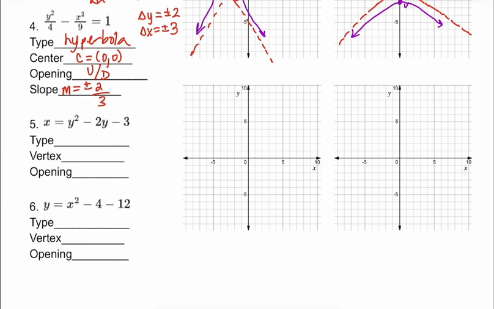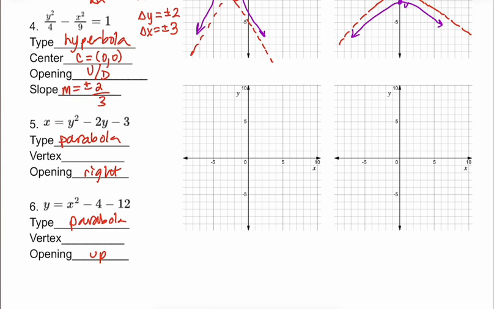Let's take a look at number 5. We know it's a parabola because it's x equals y squared. So that's a parabola that's opening to the right. Number 6 is a parabola opening up. So that's what I'm looking for, okay?